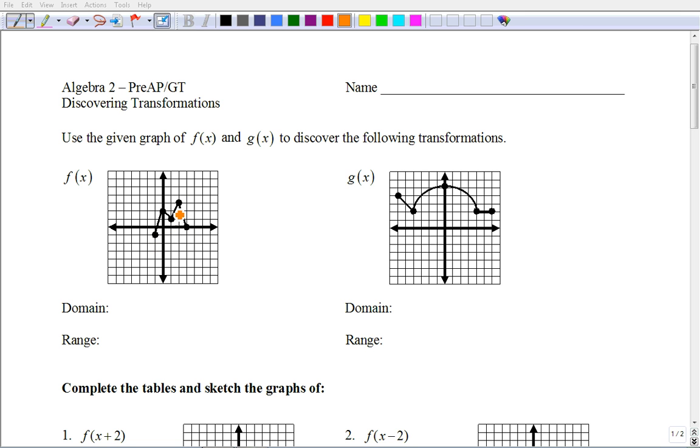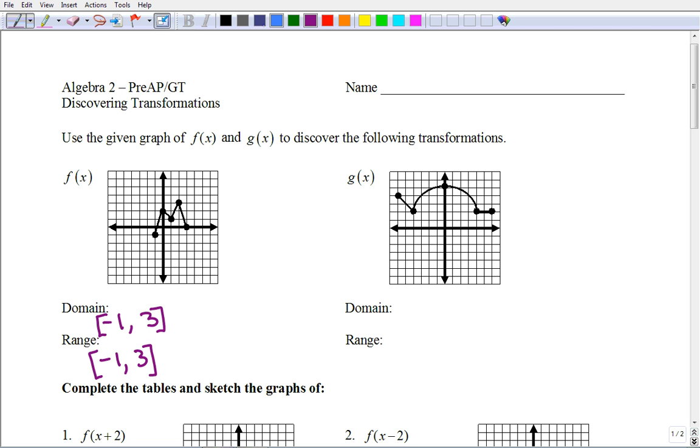For the domain, I see that I have a continuous graph and there are no breaks in my graph. My smallest value for x is -1, and my largest is 3. These are both closed points, so I'm going to use the square brackets. Then for my range, my smallest y value is -1 again, and my largest y value is 3. Again, these are closed points, so I have the square brackets.